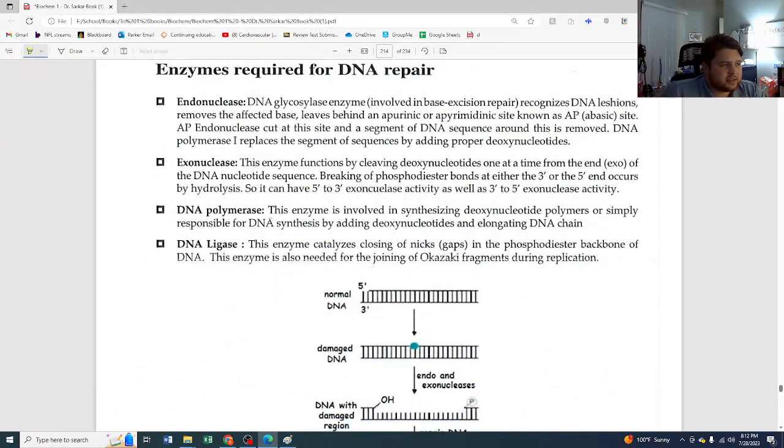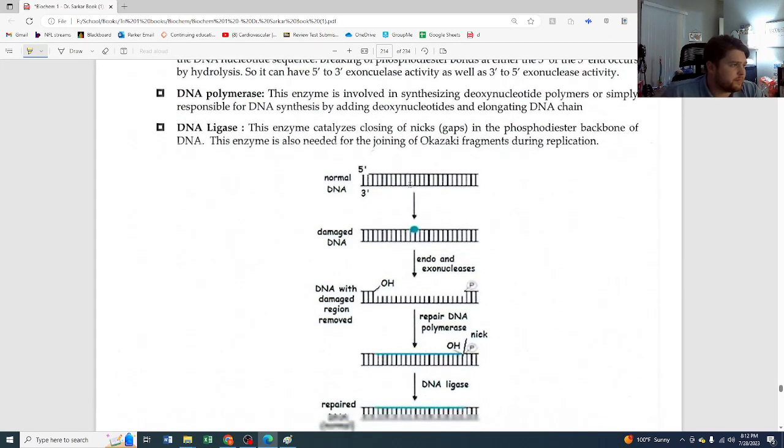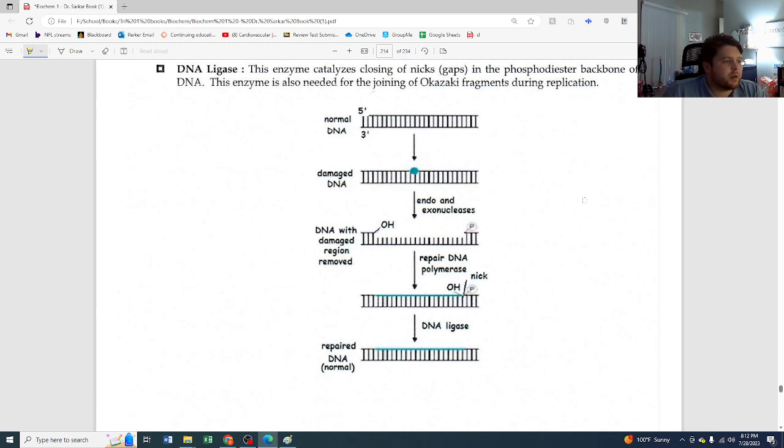DNA polymerase: this enzyme is involved in synthesizing deoxynucleotide polymers, or simply responsible for DNA synthesis by adding deoxynucleotides and elongating DNA chains. And the DNA ligase, we talked about this one already. This enzyme catalyzes closing of the nicks or gaps in the phosphodiester backbone of the DNA. This enzyme is also needed for the joining of Okazaki fragments during replication.